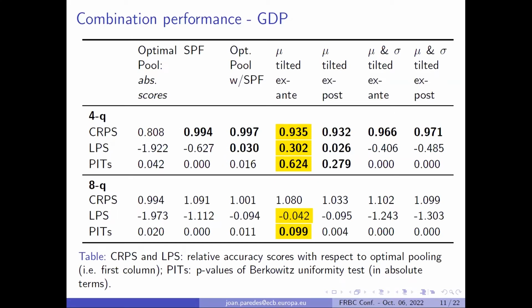As you can see, the best results are achieved for the ex ante, not only in terms of relative accuracy, but also in terms of calibration. The PIT really improves a lot. And as you can see, the two at the end are very badly calibrated. Why is that? Because they impose the variance of the SPF, which is actually not good, and is going to be detrimental for the calibration.